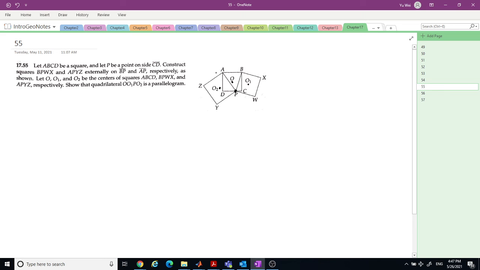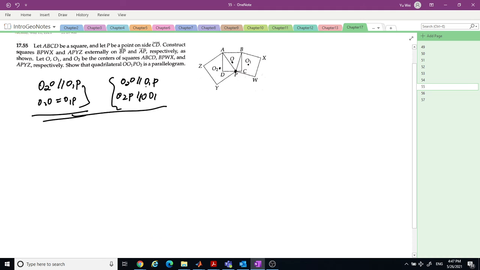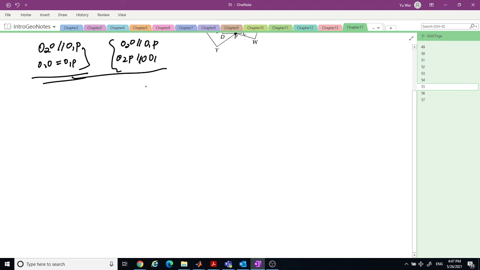So the final one is let us prove that O2O1P is a parallelogram. To prove it's a parallelogram, something you can think is if you can prove OO2 is parallel to O1P, right? And OO2 equals O1P, then that's a parallelogram. You can also prove OO2 parallel to O1P and O2P parallel to OO1. Something like that. So let's put them into the coordinate system.